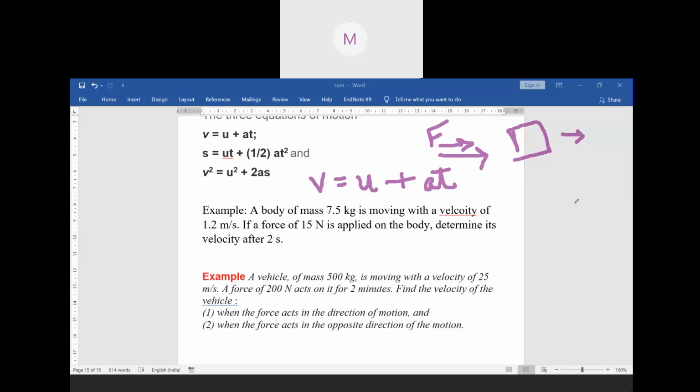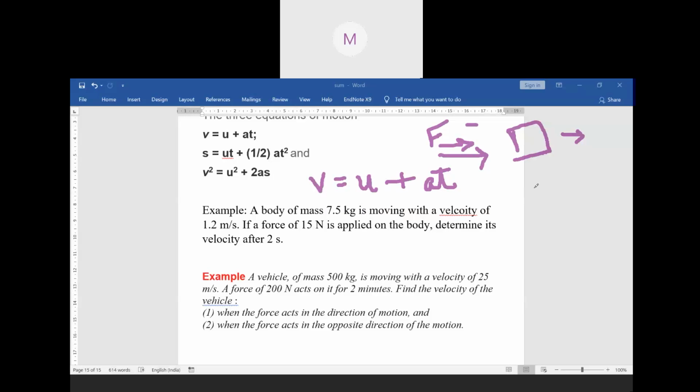Suppose the force is acting in the direction of motion, then the acceleration will be positive. Simple. Now if it is acting in the opposite direction of motion, then acceleration will be negative. That means we'll have this expression v equal to u minus at. Because if you are having v equal to u minus at, then the force is acting in the opposite direction, and in the direction of motion it is this one.